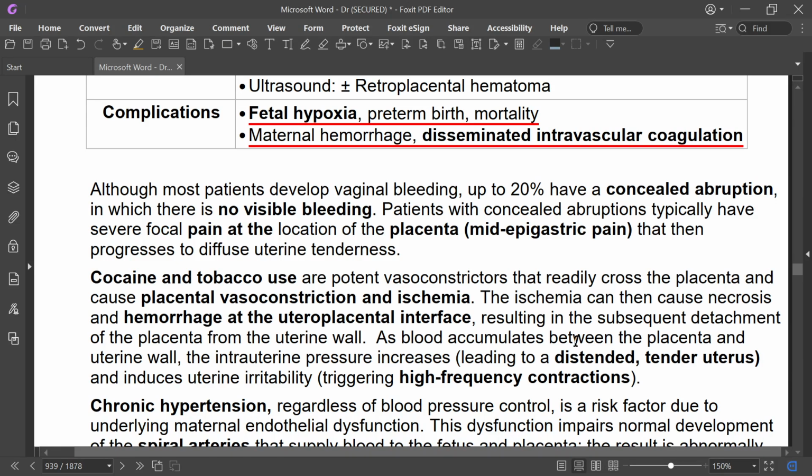Cocaine and tobacco are potent vasoconstrictors that readily cross the placenta and can cause placental vasoconstriction and ischemia. The ischemia can then cause necrosis and hemorrhage at the uteroplacental interface, resulting in subsequent detachment of the placenta from the uterine wall. As blood accumulates between the placenta and the uterine wall, the intrauterine pressure increases and induces uterine irritability.